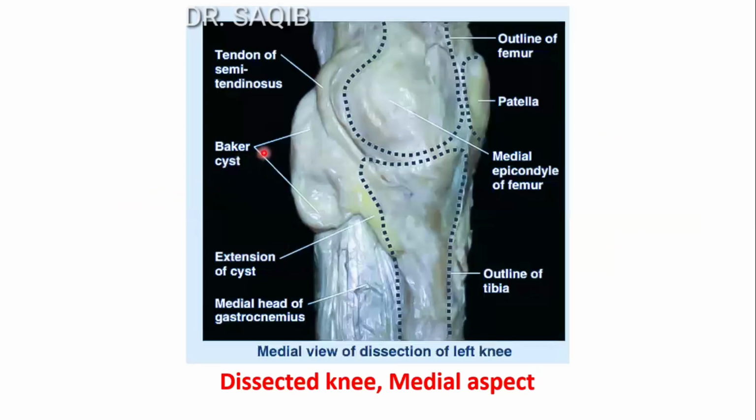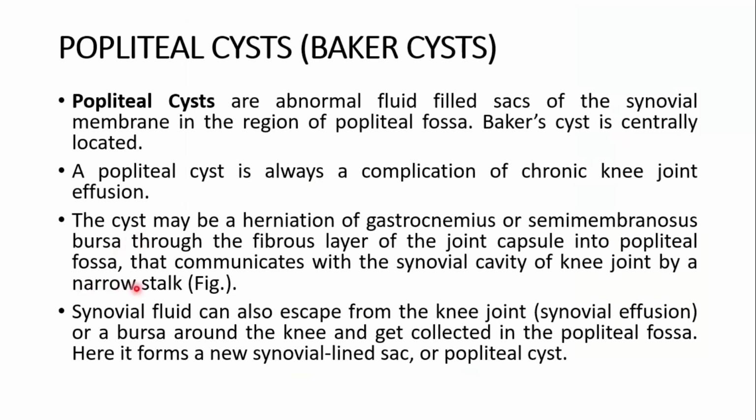So let's see. You could see this is the Baker cyst. This is the tendon of the semimembranosus, and this is the medial head of the gastrocnemius. Here you could see this is gastrocnemius, and this is the semimembranosus, right? So this is their extension, the Baker cyst, the synovial membrane extension. Synovial fluid can also escape from the knee joint. This is a synovial effusion or a bursa around the knee, and gets collected in the popliteal fossa. Here it forms the new synovial lined sac, or popliteal cyst.